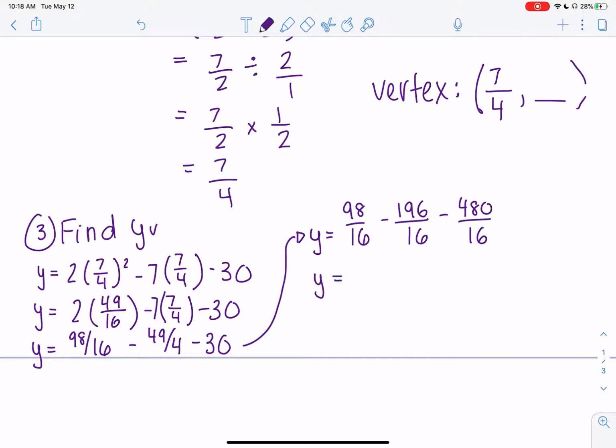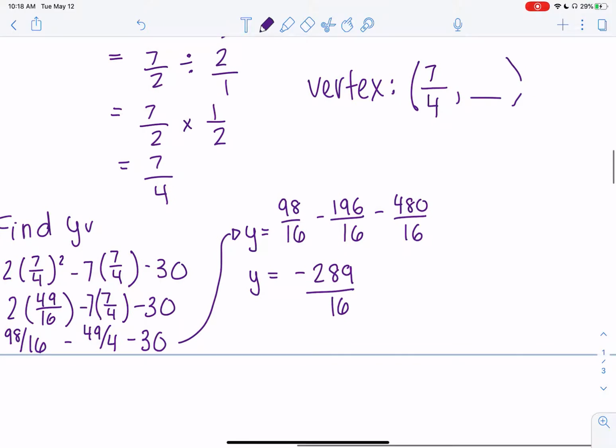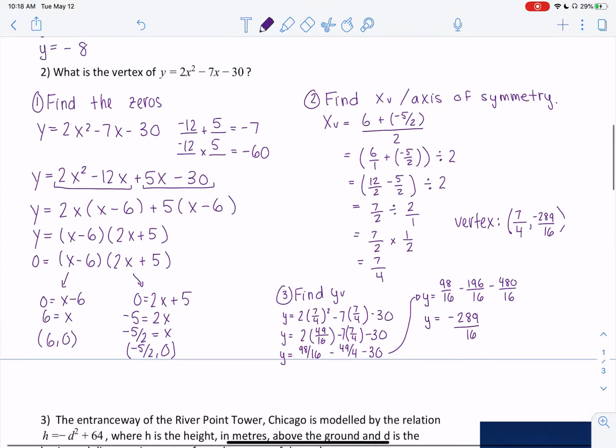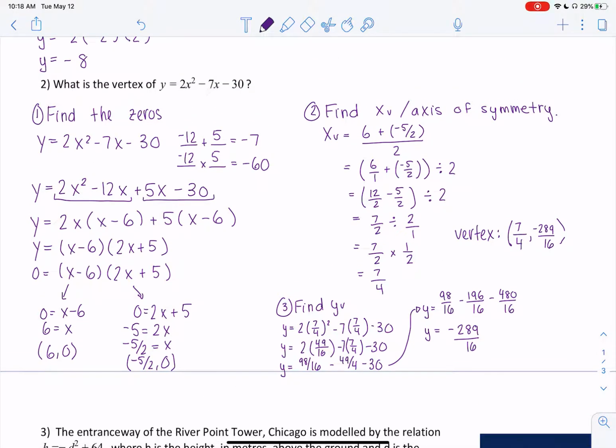And that gives us a y value of negative 289 over 16. So not a very nice number, but we can see how all the steps work again. So that's our final step. But just in general, our steps are find the zeros, find the x of the vertex, and then sub that in to find the y. So no matter what, those are going to be our steps.